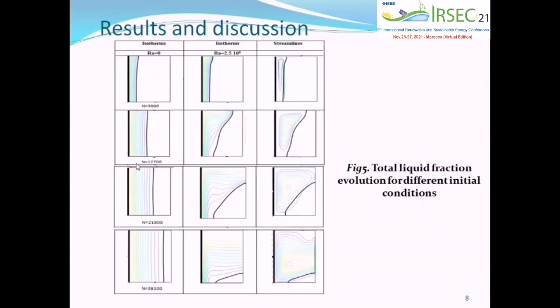In order to understand the transfer mechanism involved during the phase change process, we have drawn isothermal lines and streamlines for different instants as shown in Figure 5. For Rayleigh number equals 0, the isotherms remain parallel to the wall during the melting process. The transfer mechanism is thermal conduction, which takes place mainly in the radial direction.